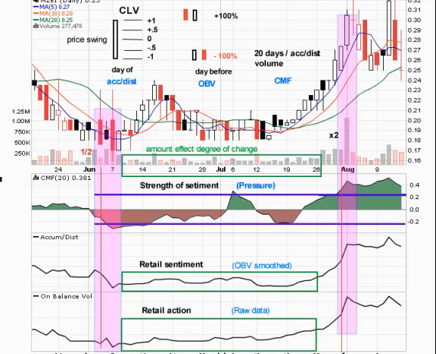I'm completely leaving out MFI, your money flow indicator, which is not a money flow indicator, it's a momentum indicator, and many people mistake that.